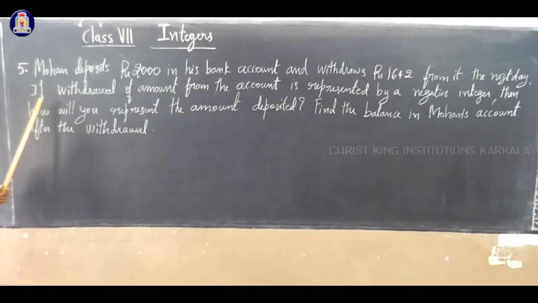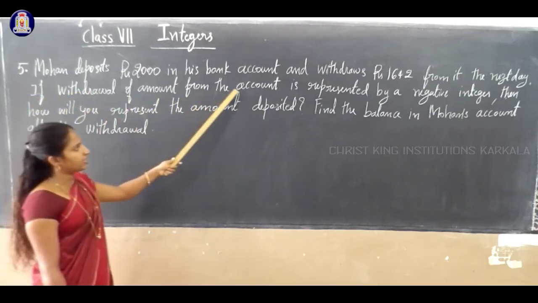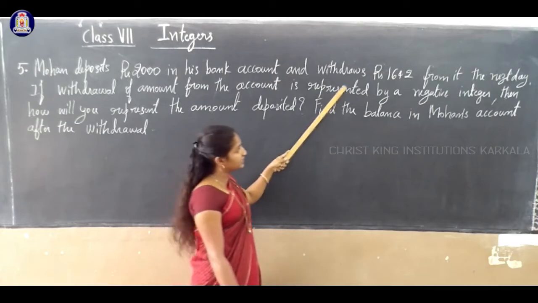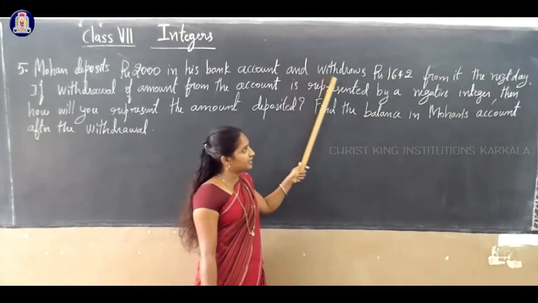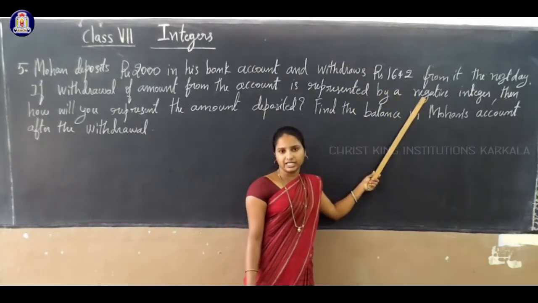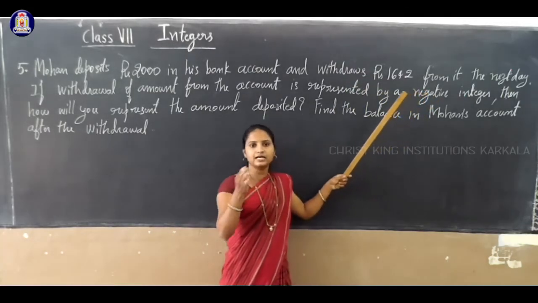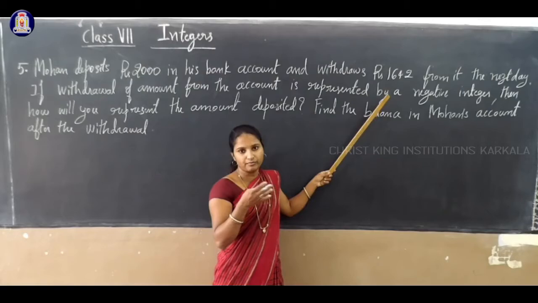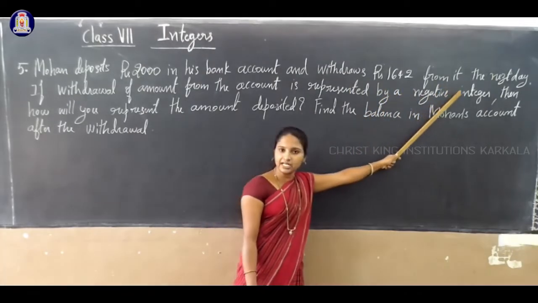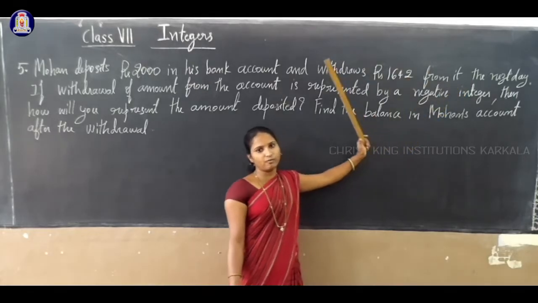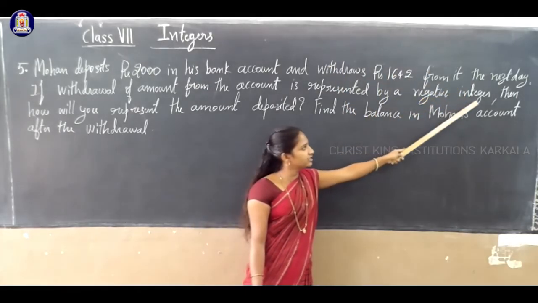So now the question is, if withdrawal of amount from the account is represented by a negative integer. Why? Because money is withdrawn, means removed, means minus, correct? So they are represented by negative integer.